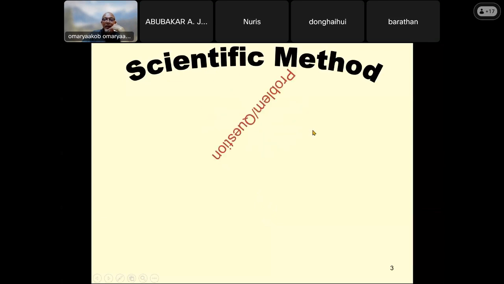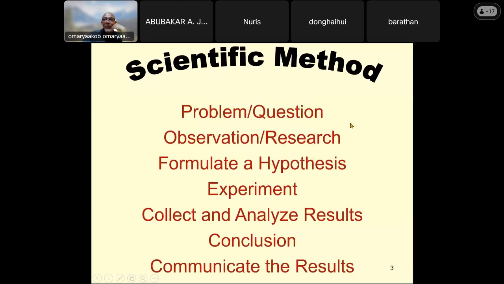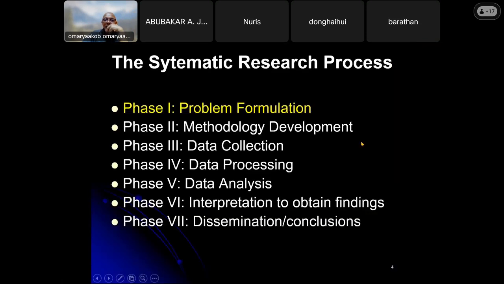And then we talk about scientific method. You remember John's work on grandma's bread. Okay, so we followed this in scientific method. So research is based on scientific method. And we look at the systematic research process. Research being systematic, it must start with problem formulation, and then finally methodology development, your data collection, analysis, interpretation, finally dissemination, conclusion, or communication.